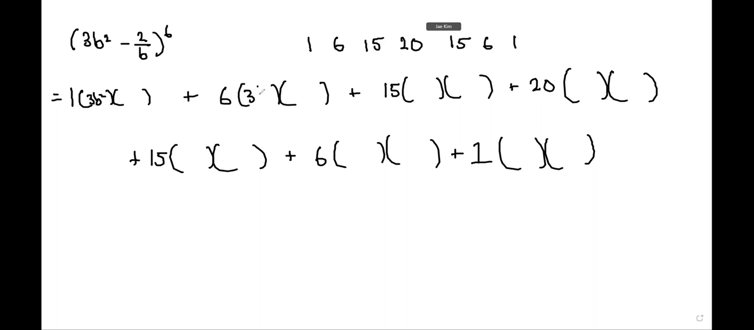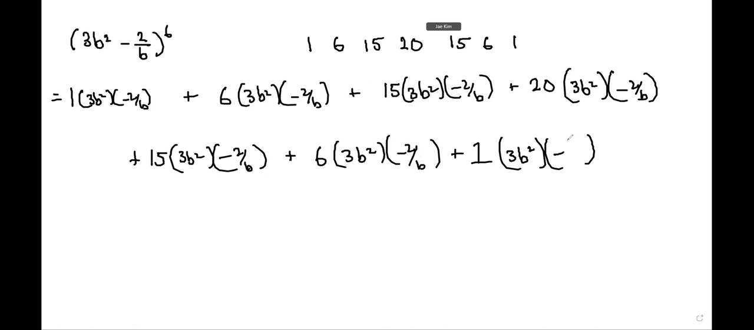3b squared, repeated seven times. Next, negative 2 over b, repeated seven times. Next, starting with 3b squared, the exponents go 6, 5, 4, 3, 2, 1, 0. And then for the negative 2 over b, 0, 1, 2, 3, 4, 5, and 6.